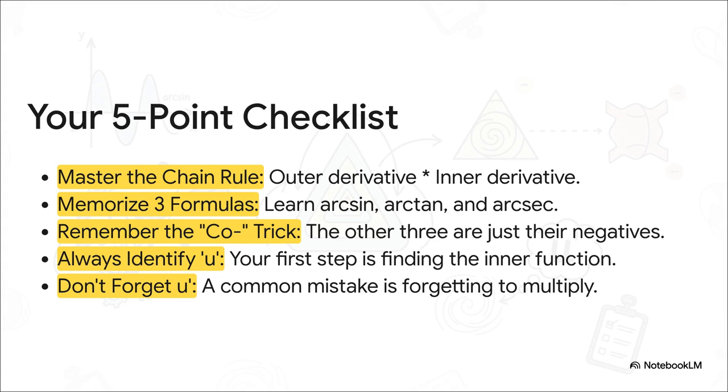2, you only need to memorize 3 formulas, not 6: arcsine, arctan, arcsec. That's all. 3, remember that cotrick. The other 3 are just the negative versions. 4, your first move every single time is to figure out what u is. And 5, and please, please, please don't do this: don't forget to multiply by u prime. That is the number 1 most common mistake. Don't let that be you.